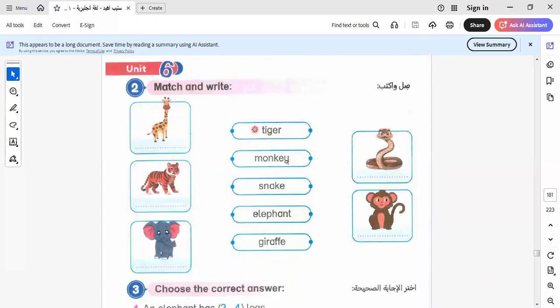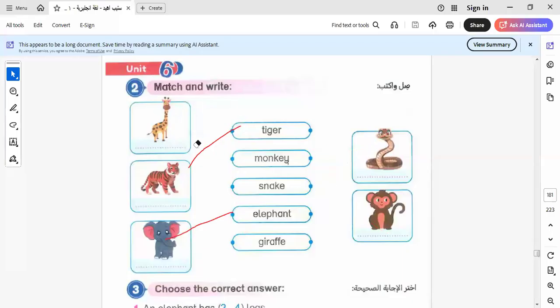Tiger, which one is the tiger here? I select this one with this one. This is a tiger. Monkey, which one is the monkey? This one. You are clever pupils. Snake, this one. Elephant, this one. Giraffe, this one. Okay, let's continue the rest of the exercise.